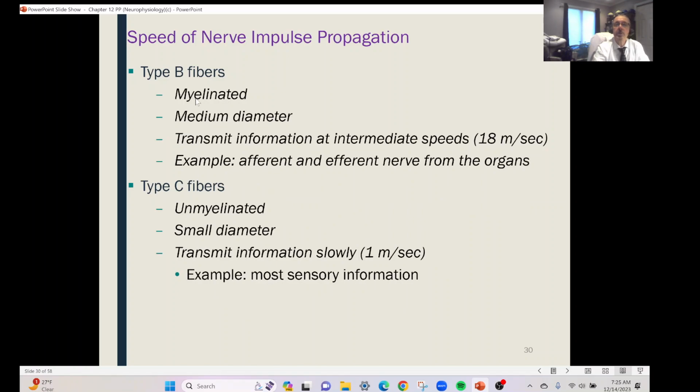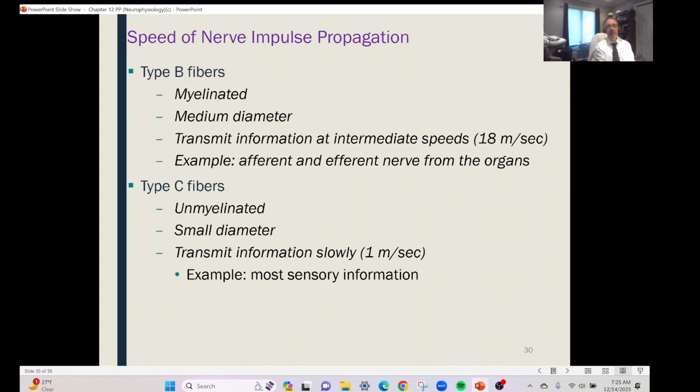Type B fibers, they're also myelinated, but these are more middle diameter. They're not the biggest, they're not the smallest, they're mid-size, and they transmit information at intermediate speeds. Again, roughly 18 meters per second. These we find sending signals from the central nervous system back and forth to our organs. All right, so the communication between your organs and your central nervous system doesn't have to be quite as fast. So these are type B fibers.